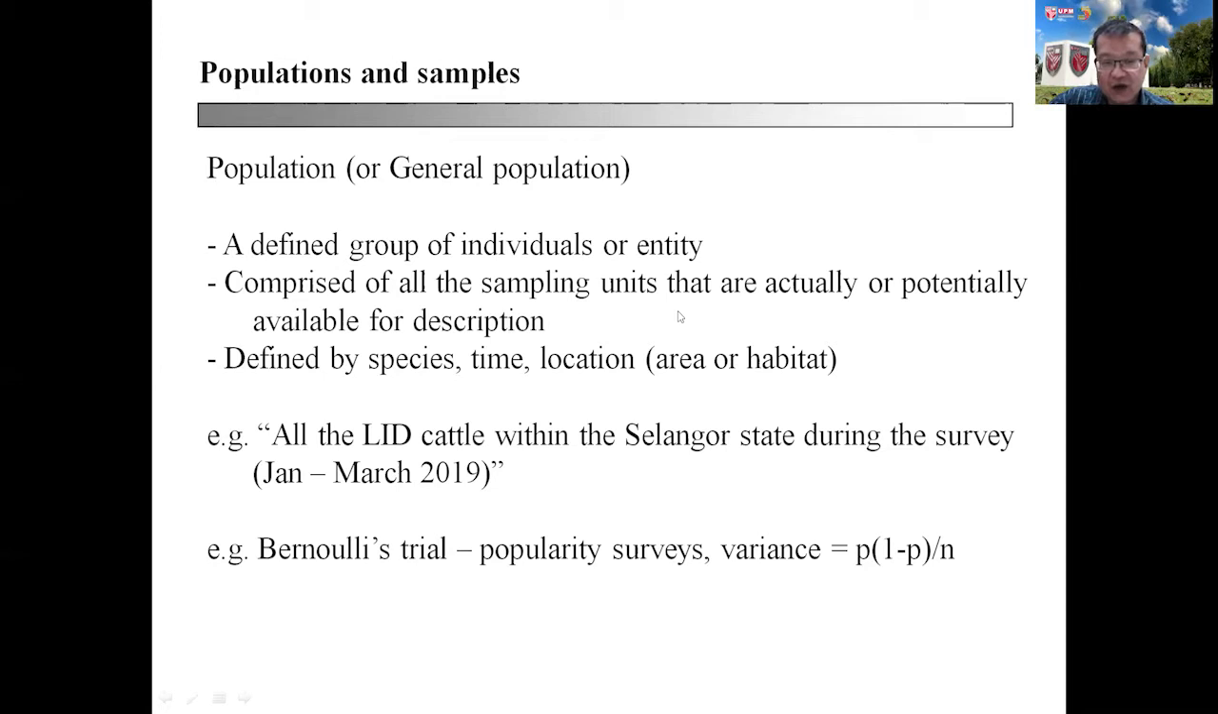For example, all the LID cattle, or local Indian dairy cattle, within the Selangor state during the survey. Or it can also be expressed in formula form, as per Bernoulli's equation, where the variance of a population can be described as P(1 minus P) over the total number of samples.